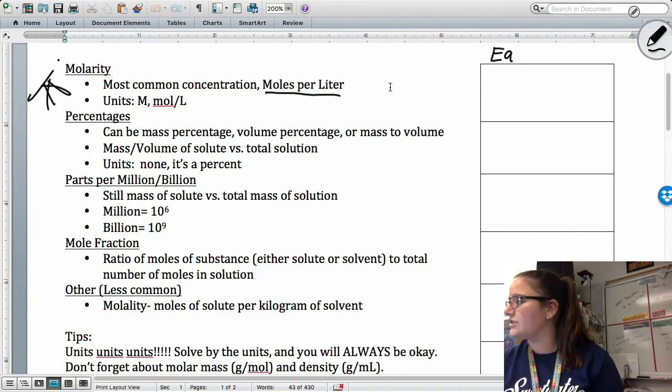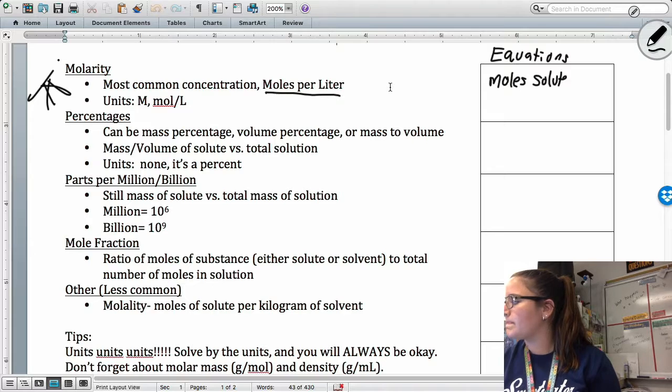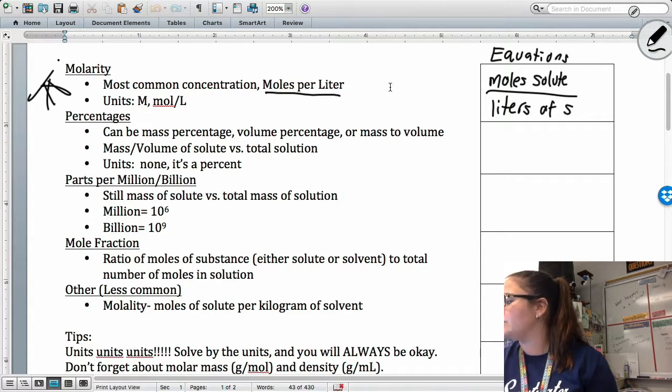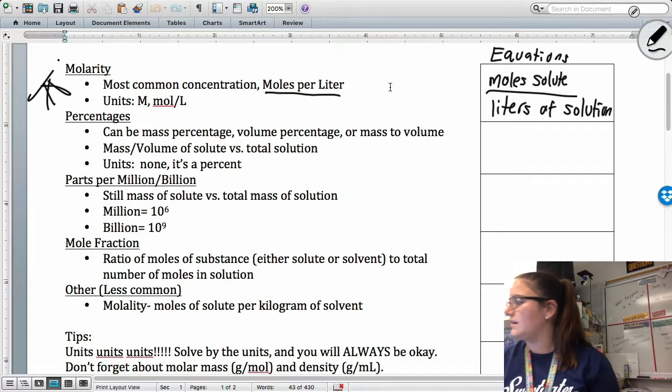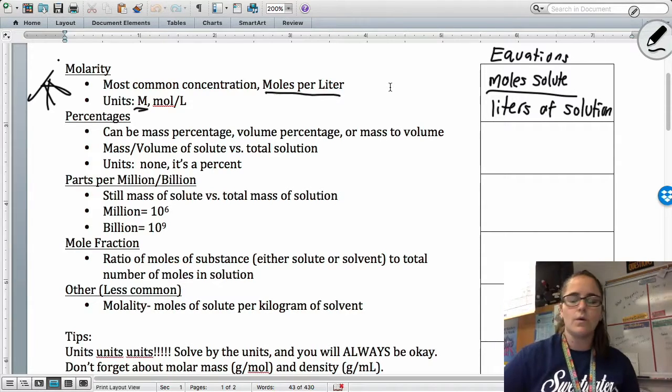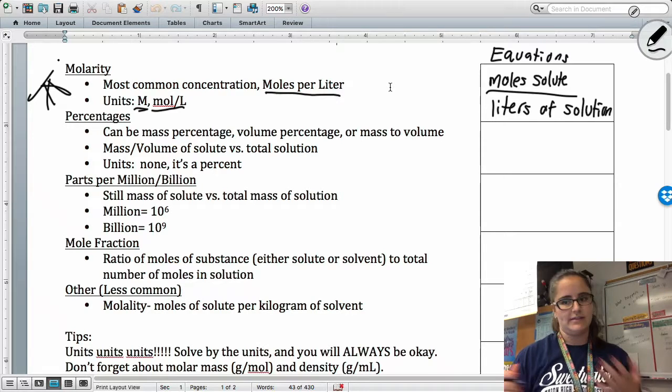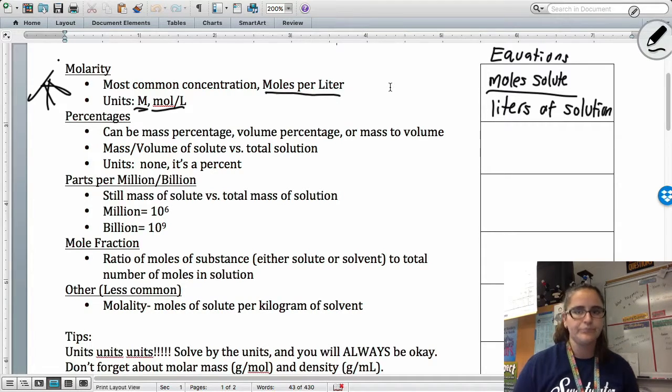We're going to write our equations over in these boxes. So molarity you can think of as your moles of solute over your liters of solution. Okay. And we use a capital M for it, or you can use moles per liter. You'll see it both ways. They mean the exact same thing.